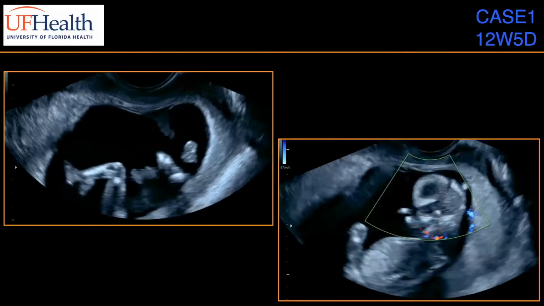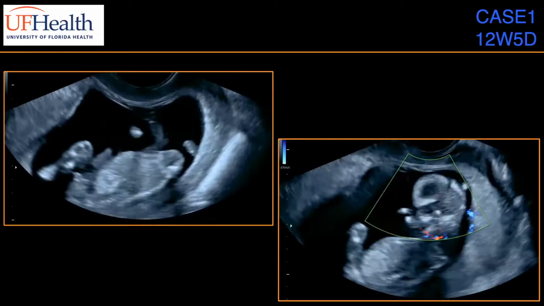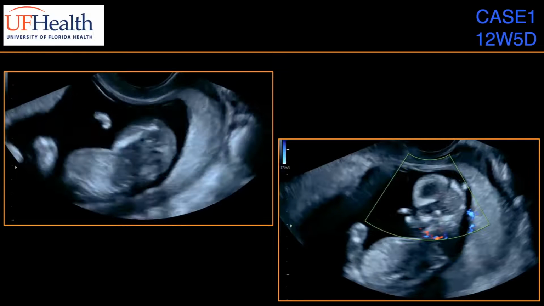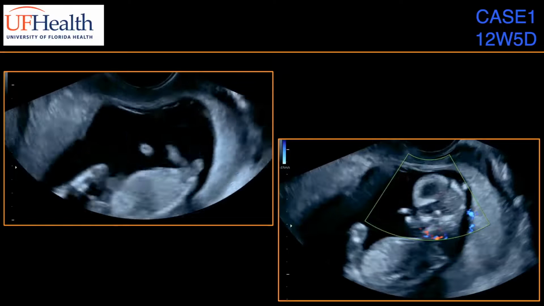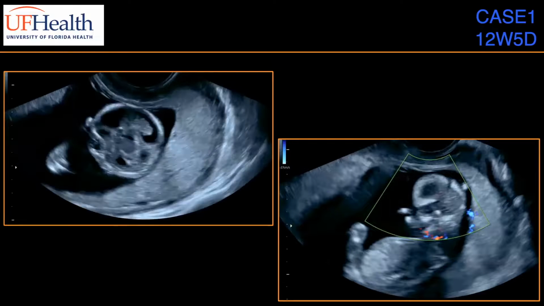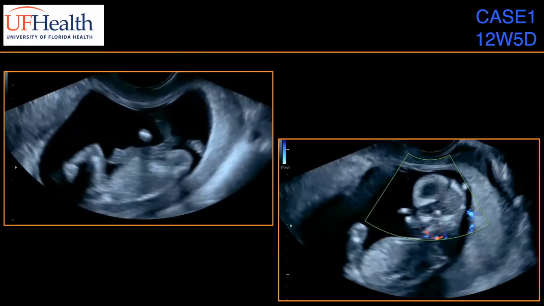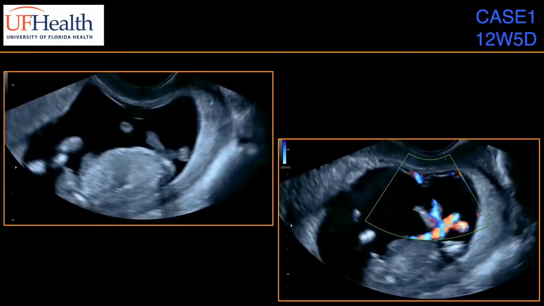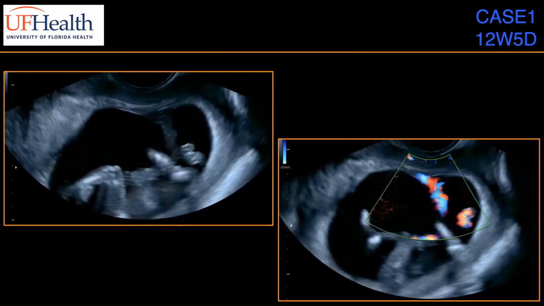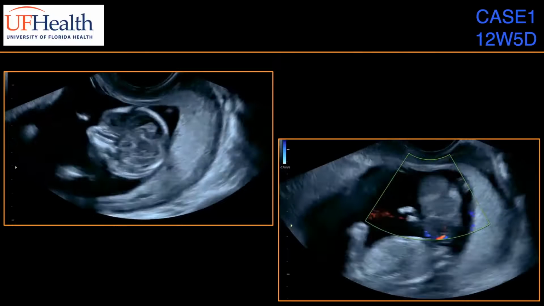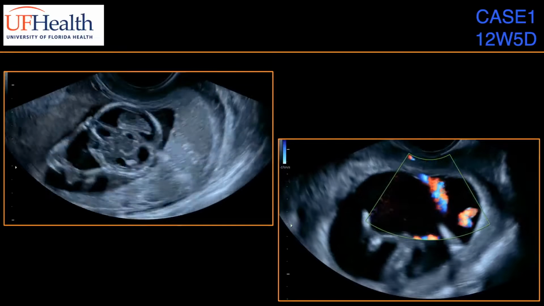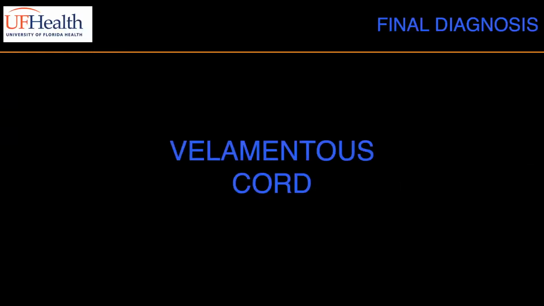Here, as we were sweeping through and trying to assess this fetus, you can see where the cord insertion is. I would like you to focus on cord insertion. And this first clip is without color. And here you can see that with the addition of color, look at where this cord is going. And this was at 12 weeks, 5 days. This was a case of a filamentous cord insertion.